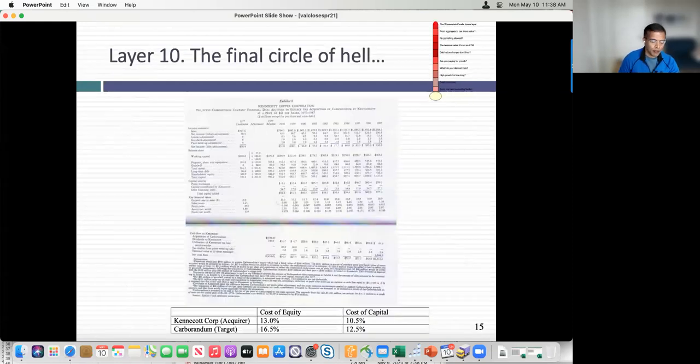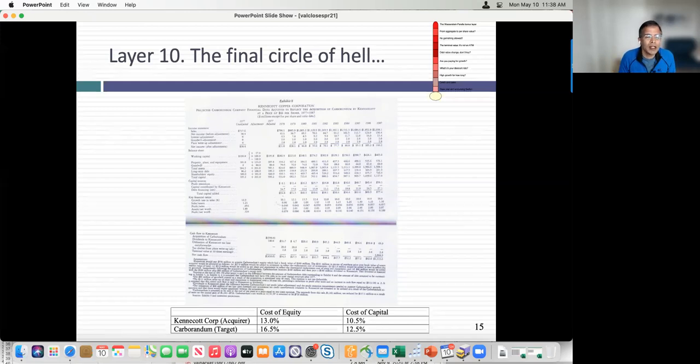And my last layer of hell, I reserve for Bruce Wasserstein and Joe Perella and what they wrote. Remember this page from way back, like session 3? What did they do? They took cash flows to equity for a target company and discounted them back at the cost of capital for the acquiring company. Remember all the things we did about M&A, about matching up, right? They've done everything wrong. They used the acquiring company's rate for the target company, wrong discount rate, cost of capital instead of cost of equity.